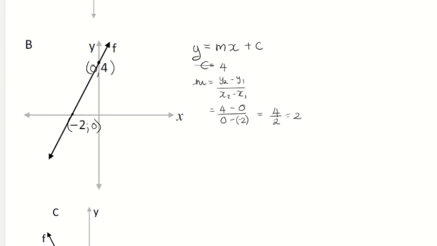When you look at this line, is it increasing or decreasing? Increasing. Therefore, it has a positive gradient. You see. Now we go, have we answered the question? No. We need to answer this question, so therefore we say y is equals to, what is m? Is 2x plus 4.